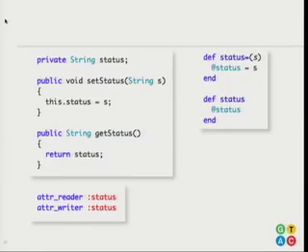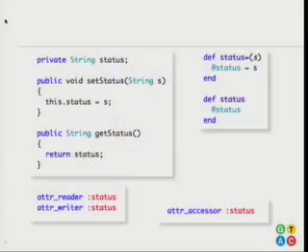You can abbreviate this in Ruby using attr reader and attr writer. That is functionally equivalent to writing out the getter and setter in Ruby, and you get it one more step for free. If you have both a reader and a writer, you can say attr accessor, and you get both.